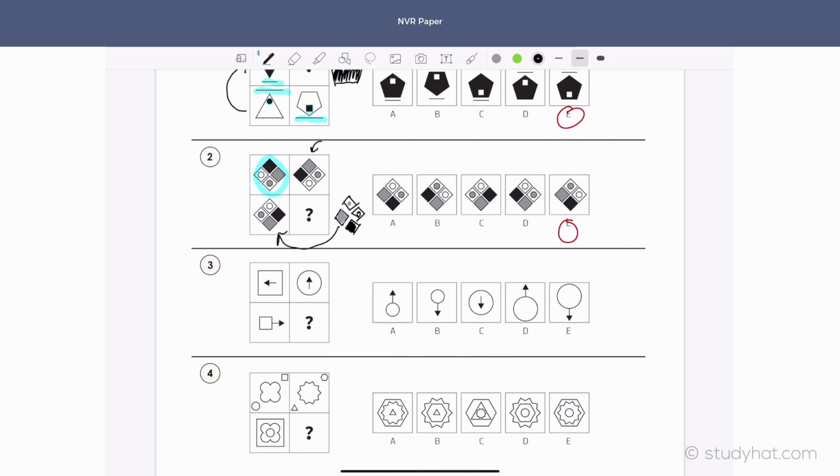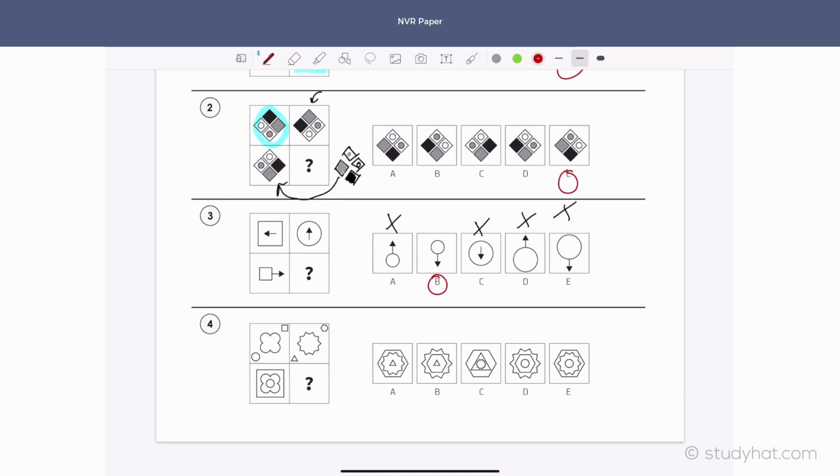Here, what's happening on the left-hand side? The shape has become smaller, the square has become smaller, and the arrow has moved outside. So we want the circle to become smaller, and the arrow has changed direction, right? So the circle needs to become smaller, so we don't want any of these. It has to come on the outside, and it has to change direction. So therefore it must be B. That one was a bit easier.